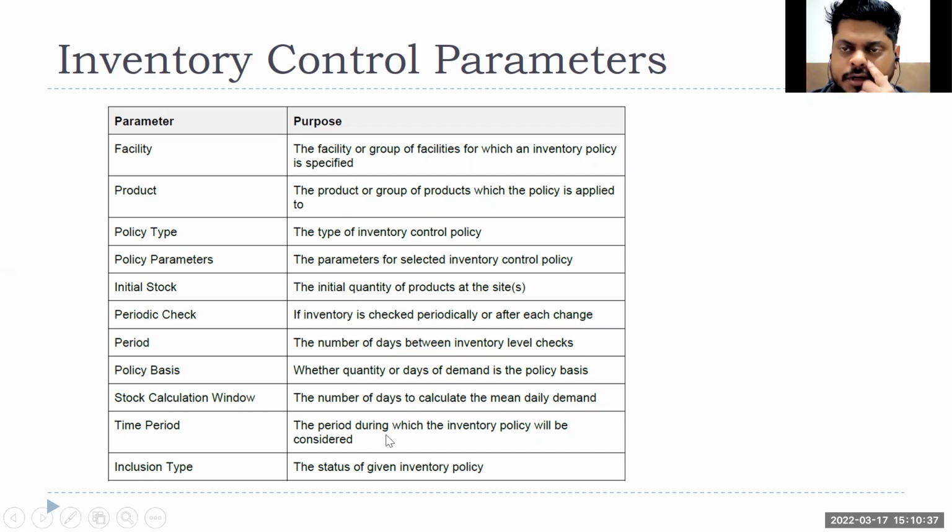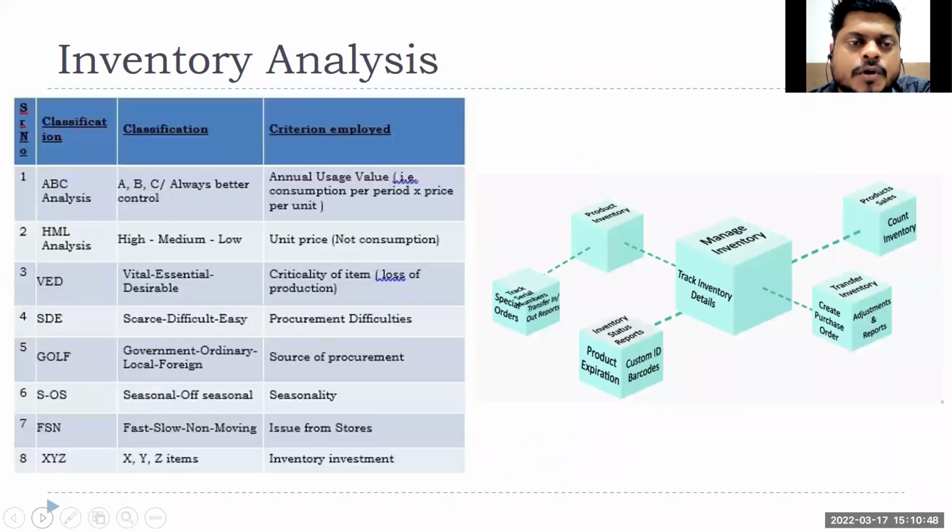Time period, again, is for our simulation: till what period you are looking at the status of the given inventory policy, and whether you are including that. I'll show that in the software. I think some of it or all of it you are already aware of.